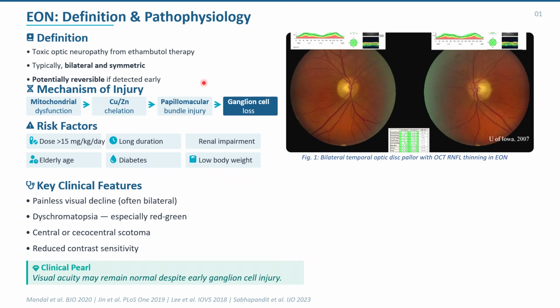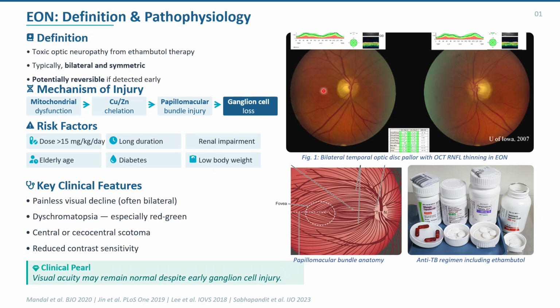The special thing is that the papillomacular bundle is the first structure to be damaged, because the papillomacular bundles have a long course within the retina and they are unmyelinated, so they are very prone to this toxic effect. Unlike in glaucoma, where the papillomacular bundle is the last to be affected. Keep this in your mind to understand the visual field changes and the OCT changes that we will speak about later. As I said, it is usually bilateral, starts asymmetrical, then becomes symmetrical.